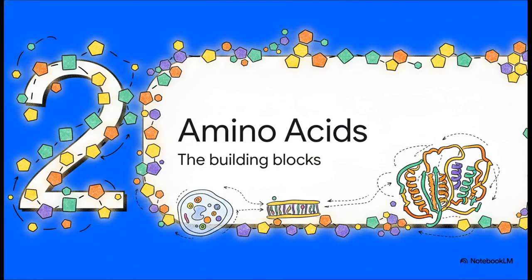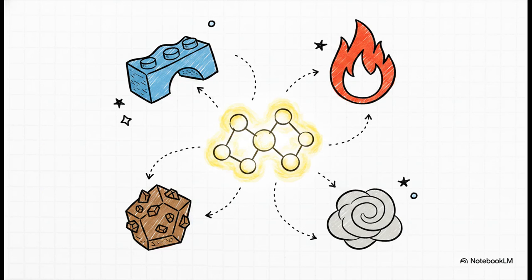Moving right along to Section 2, amino acids building blocks. Let's zoom way in for a second. Amino acids are essentially organic molecules, and they're made up of primarily just 4 simple elements: carbon, hydrogen, oxygen, and nitrogen. It's honestly kind of mind-blowing when you think about it. Just 4 basic elements combining to create these microscopic Lego bricks that form human tissue and life.